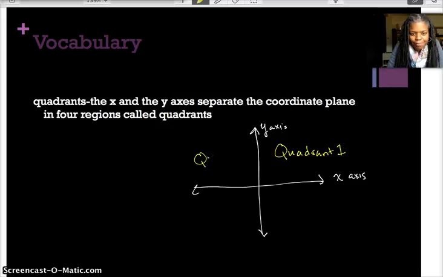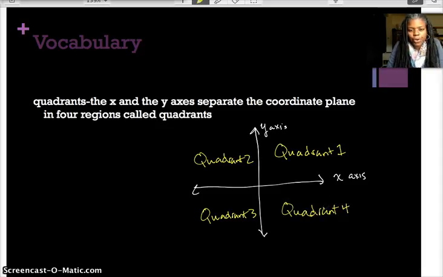quadrant 2 over here, quadrant 3, and quadrant 4. So each of these quadrants actually kind of have their own personality or their own flavor. And what you'll see is that in quadrant 1, all of the x terms and the y terms of any of the points you'd find in this section are going to be positive. So in quadrant 1, x and y are both positive.